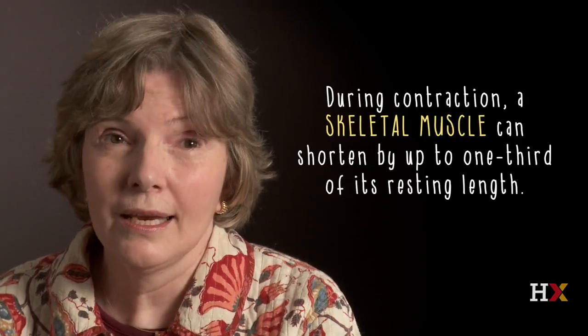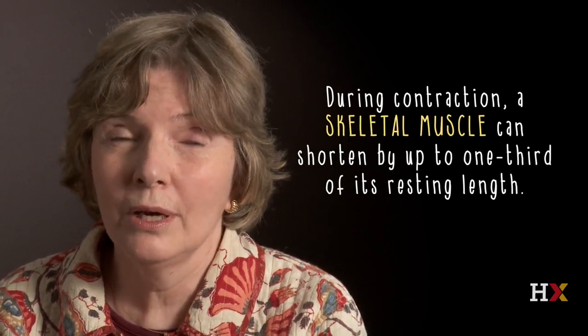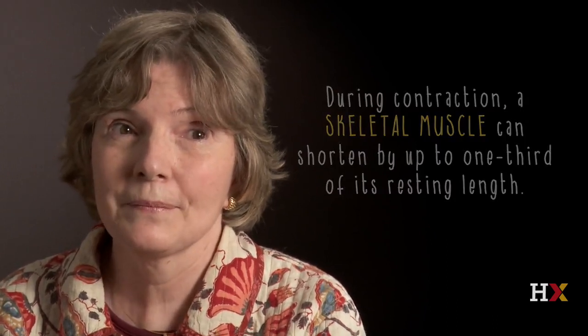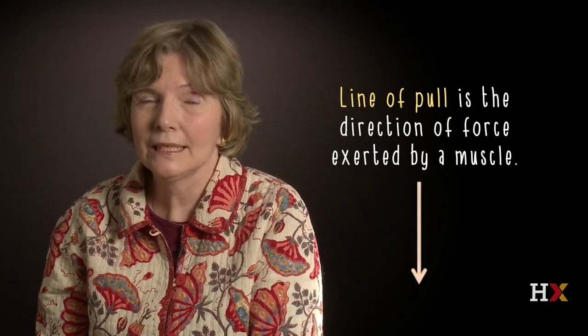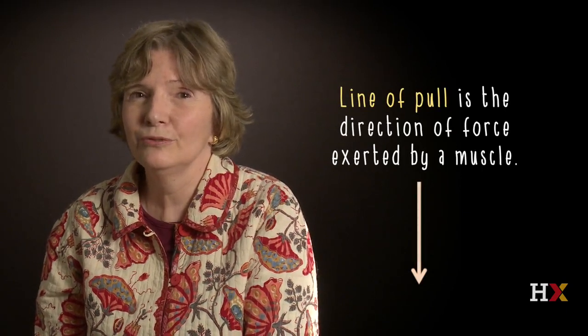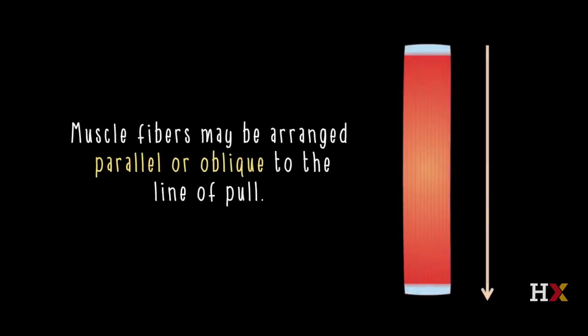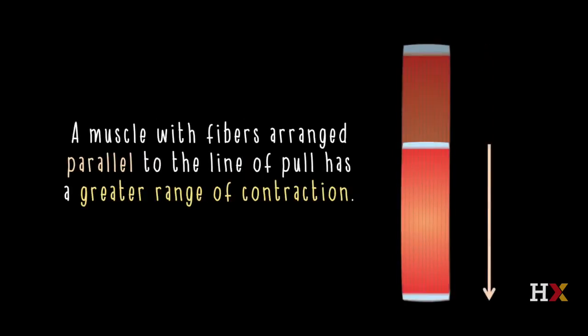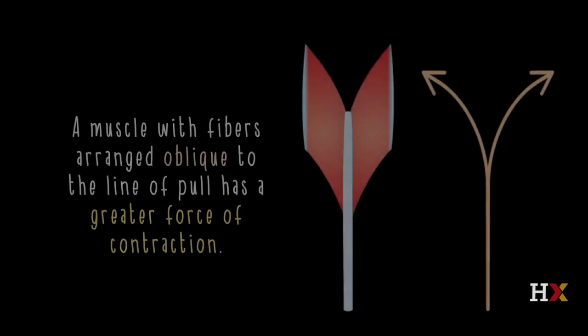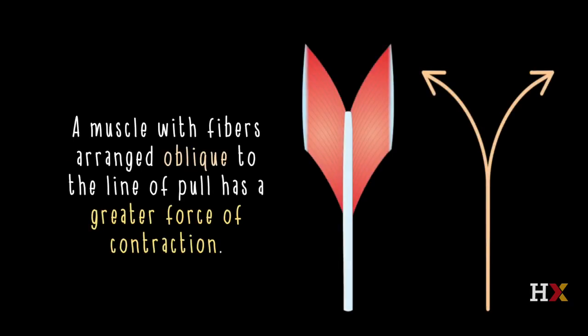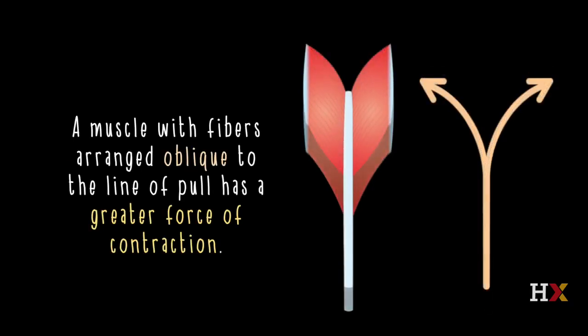During contraction, a skeletal muscle can shorten by up to 1/3 of its resting length. The line of pull, indicated by this arrow, is the direction of force exerted by a muscle. Muscle fibers can be arranged parallel or oblique to the line of pull. So a muscle with fibers arranged parallel to the line of pull has a greater range of contraction, and a muscle with fibers arranged oblique to the line of pull has a greater force of contraction.